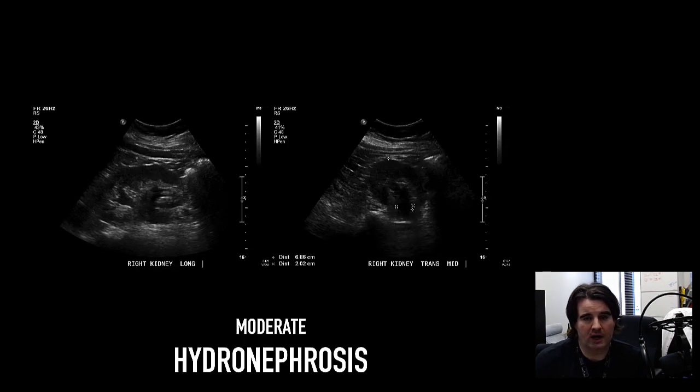So here's just more images that show these characteristics, for example. Again, we can see that there's preserved corticomedullary differentiation. But again, you can see some cortical thinning in this stage.